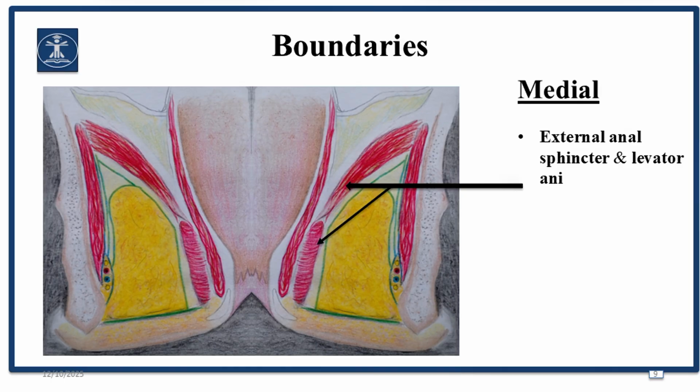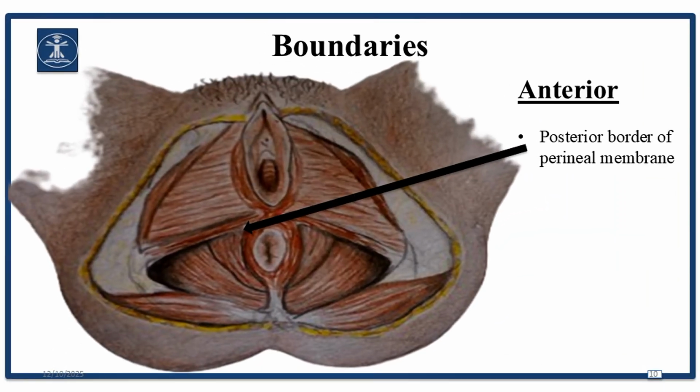Now the medial boundary. The medial boundary is formed by the external anal sphincter and the levator ani muscles. They are found medially. The external anal sphincter is the muscle around the anus, and it helps to maintain fecal continence. That is, it helps to stop involuntary defecation such that you'll be able to control defecation. Now the anterior border. The anterior border is formed by the posterior border of the superficial perineal muscle or the perineal membrane.